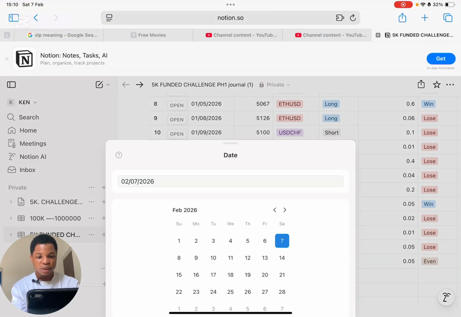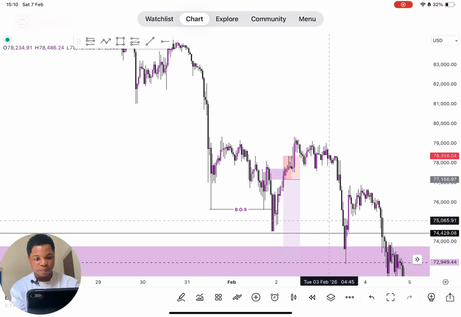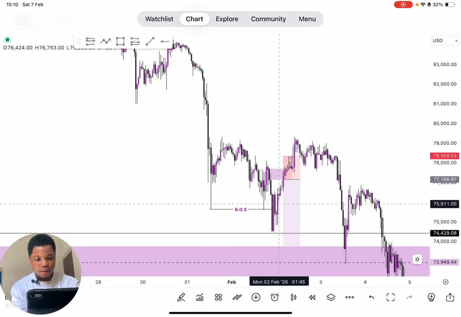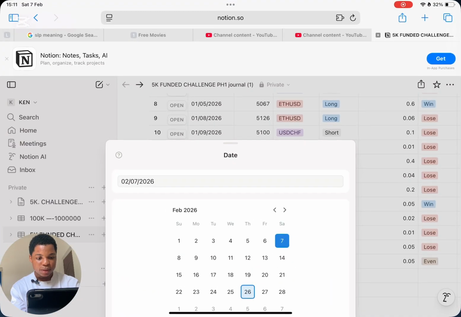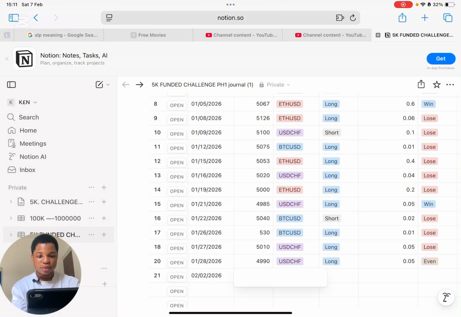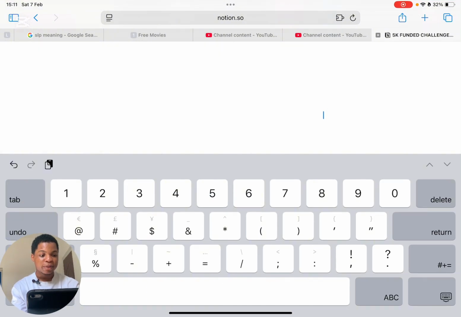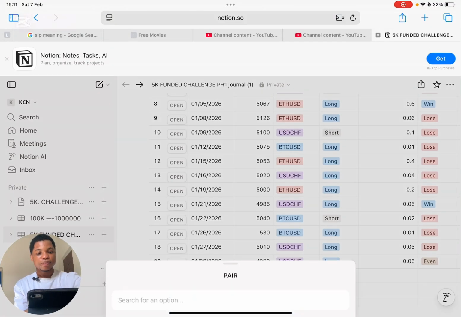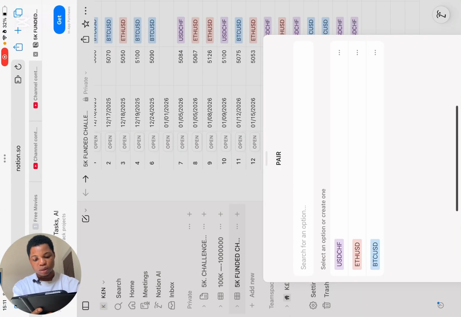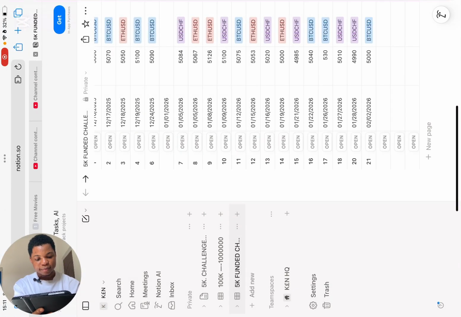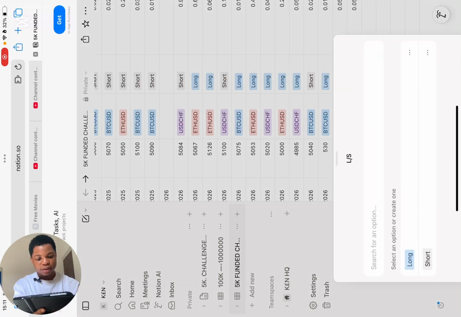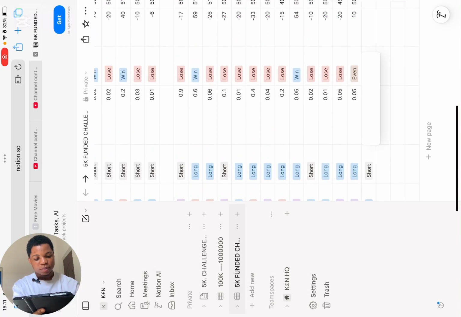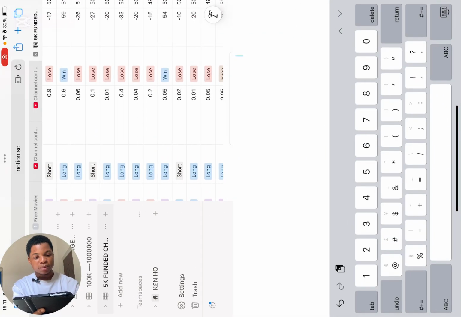So which day did we take that trade? Let's see, on Monday, the 2nd. We took the trade on the 2nd, which is Monday. Account balance was $5,000, break even, and we traded BTC USD. So we were shorting BTC USD, and our lot size was 0.01 for BTC USD.